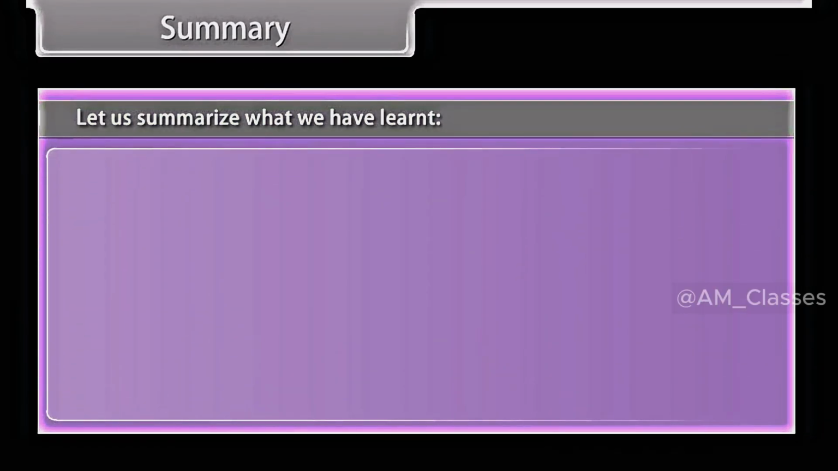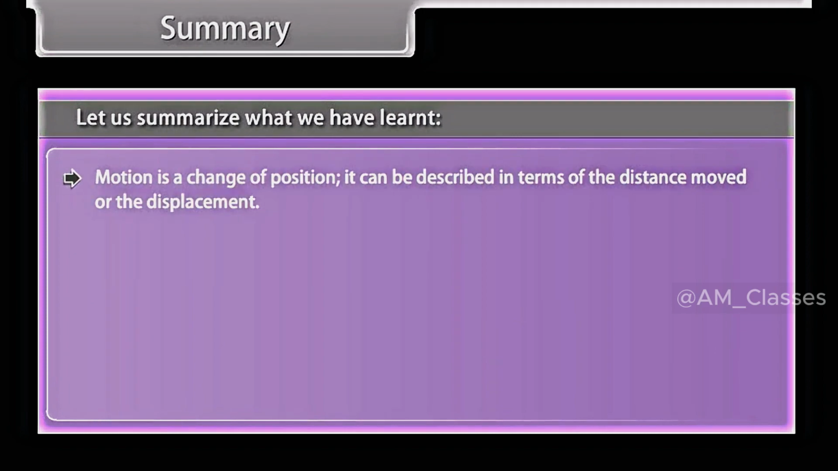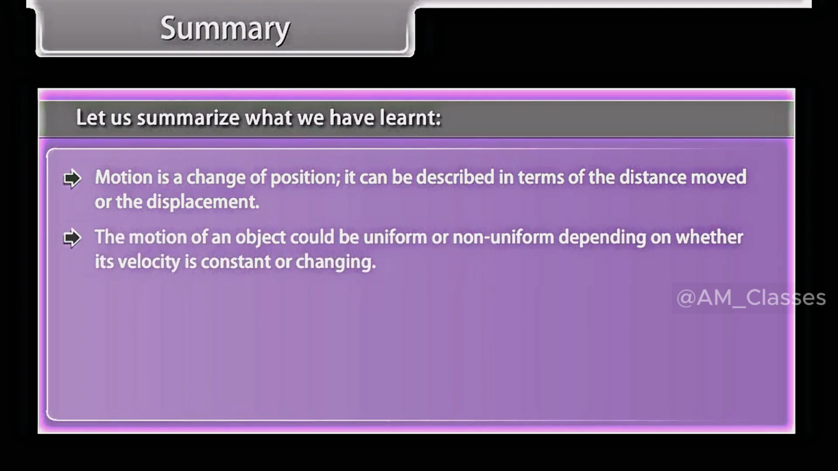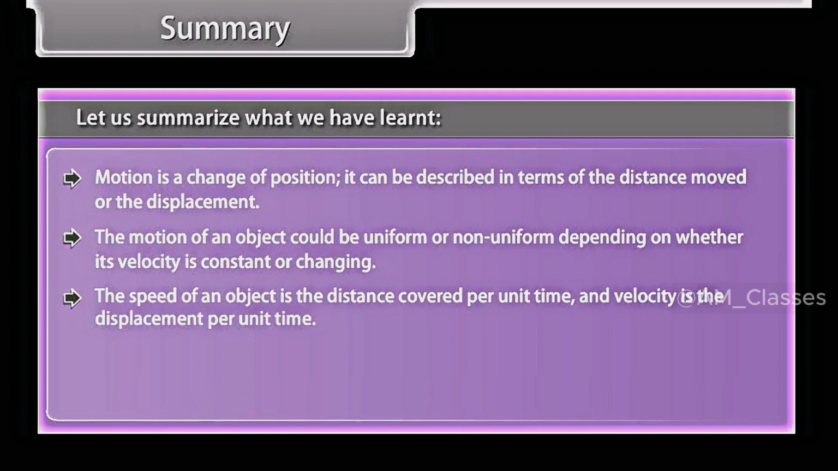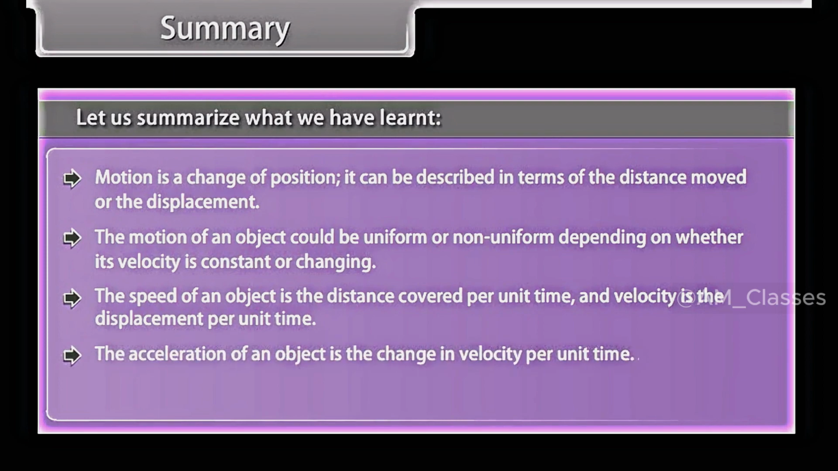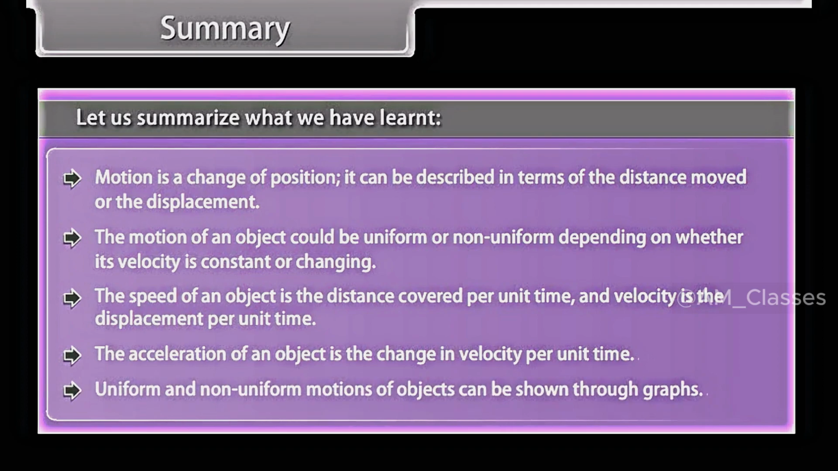Summary. Let us summarize what we have learned. Motion is a change of position. It can be described in terms of the distance moved or the displacement. The motion of an object could be uniform or non-uniform, depending on whether its velocity is constant or changing. The speed of an object is the distance covered per unit time, and velocity is the displacement per unit time. The acceleration of an object is the change in velocity per unit time. Uniform and non-uniform motions of objects can be shown through graphs.